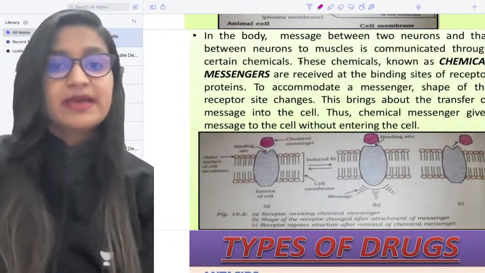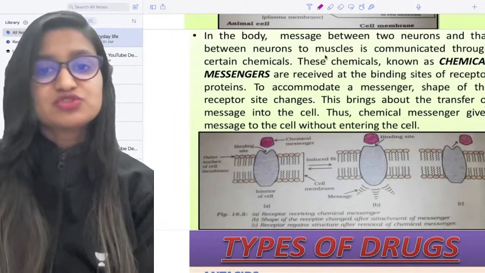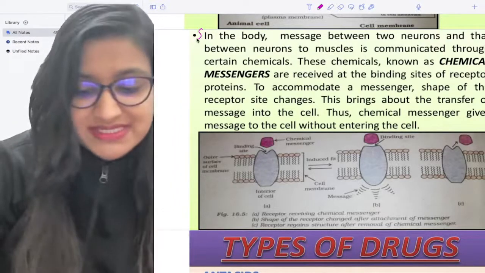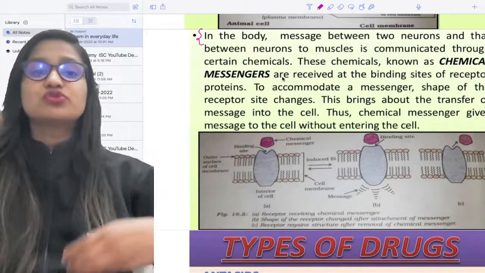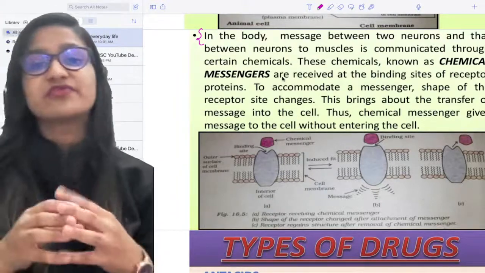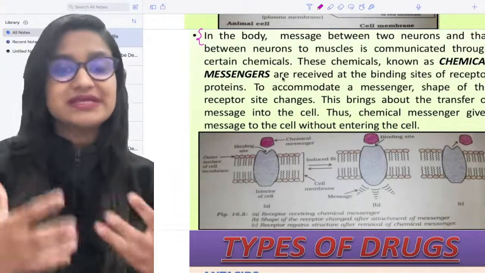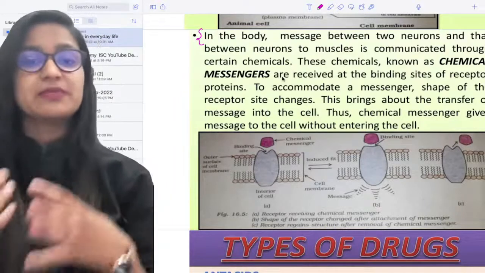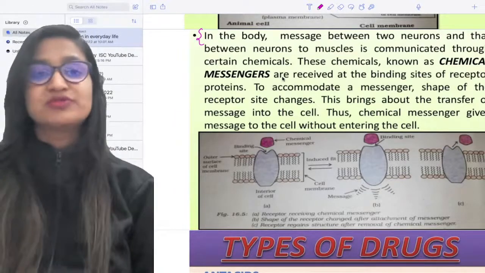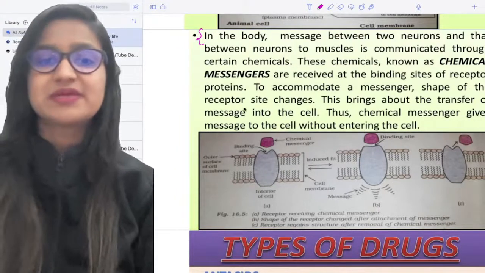And in the body, message between two neurons and that between neurons to muscle is communicated through certain chemicals. So these are called chemical messengers. What do you call them? You call them chemical messengers. Those chemicals are known as chemical messengers.